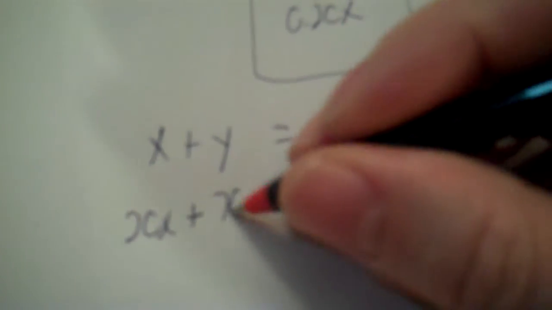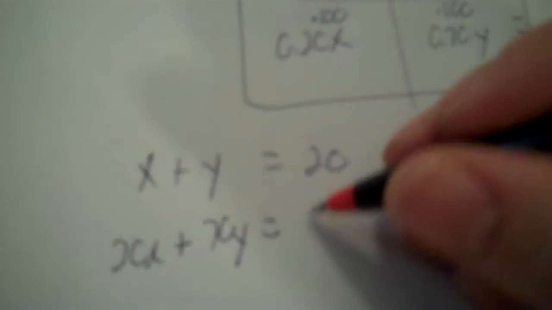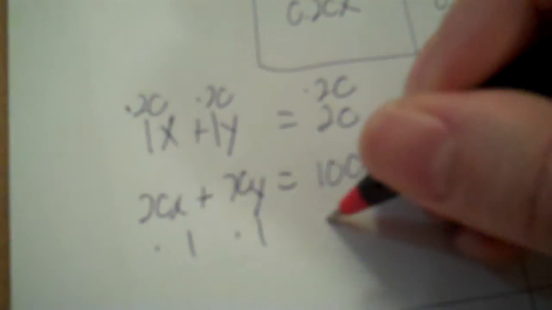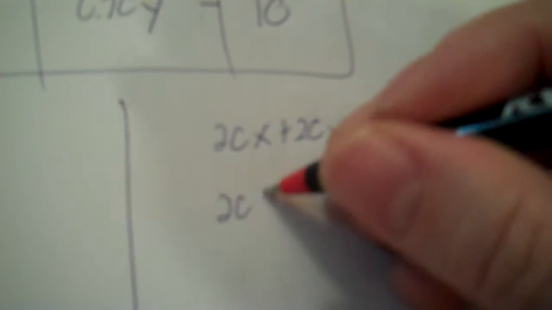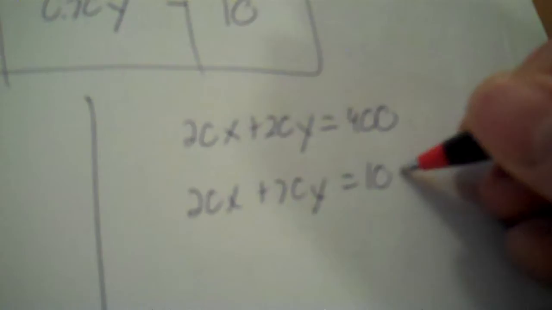The bottom, I don't like the decimals, so I'm going to multiply each one of these by 100. Don't forget, you got to take the 10 times the 100 too. So that then makes 20x, 70y, and then 100 times 10 is 1,000. Now this one, you're going to have to multiply to get a common coefficient in front of the x. You can do the y too, but I usually do the x. So times 20 on the first equation, times 1 on the second. So 20x plus 20y equals 400. And then 20x plus 70y equals 1,000.